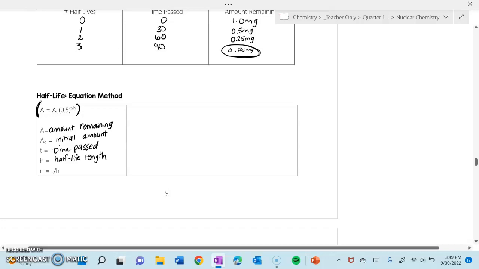In this problem, our remaining amount is what we're trying to find. So that's my question mark. My initial amount was 1 milligram. The time passed would be 90 years. That's what they were saying to stop at. And the half-life length is 30 years.